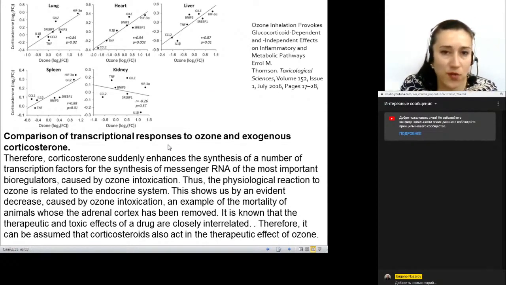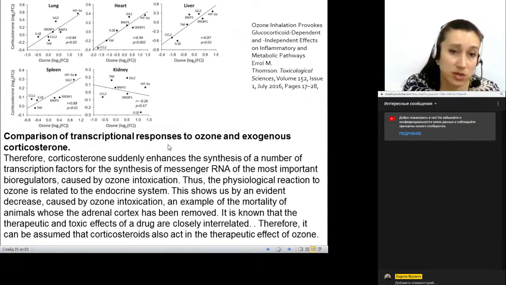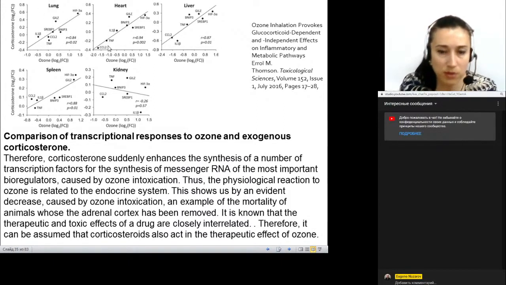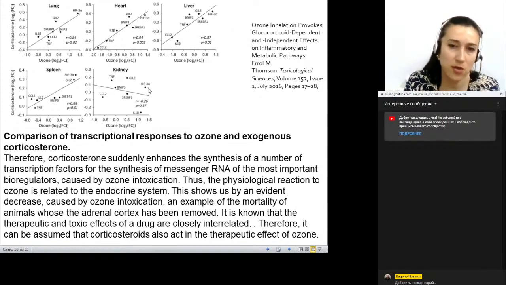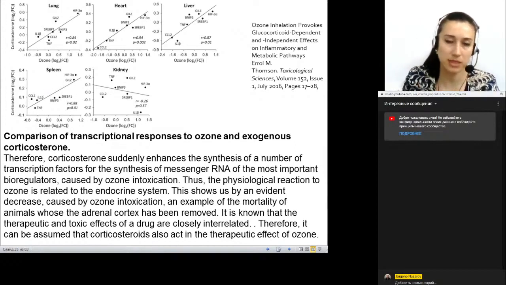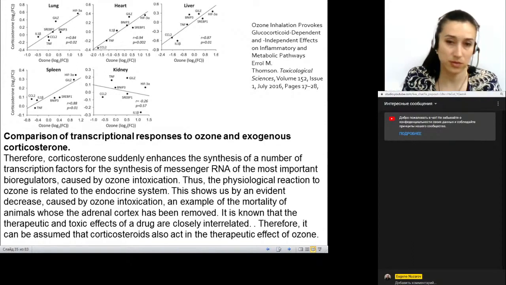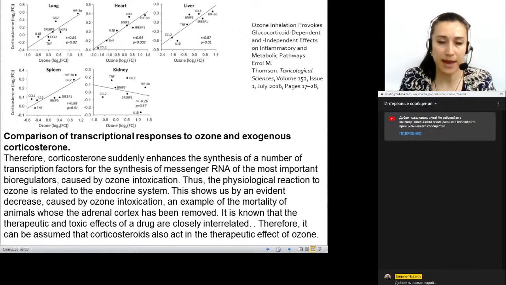So, a comparison of transcriptional responses to ozone and exogenous corticosterone. Therefore, corticosterone suddenly enhances the synthesis of a number of transcription factors for the synthesis of messengers of the most important bioregulators caused by ozone intoxication. Thus, the physiological reaction to ozone is related to the endocrine system, and this is shown by an evident decrease, caused by ozone intoxication, in the mortality of animals whose adrenal cortex has been removed.